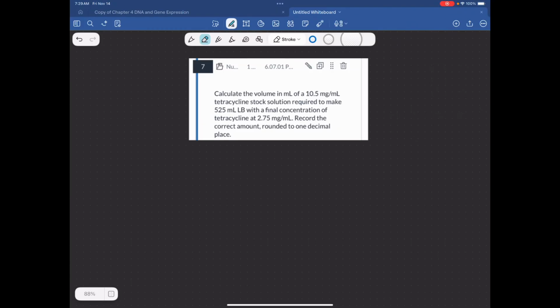All right, question 7. Calculate the volume in milliliters of a 10.5 milligrams per milliliter tetracycline stock solution required to make 525 milliliters of Luria broth with a final concentration of tetracycline at 2.75 milligrams per milliliter. Record the correct amount rounded to 1 decimal place.